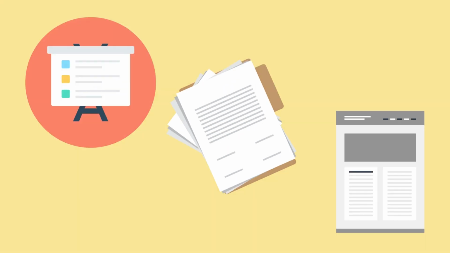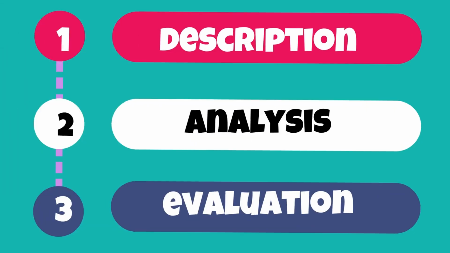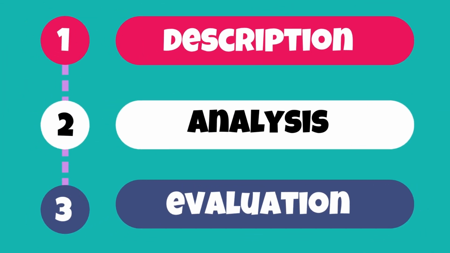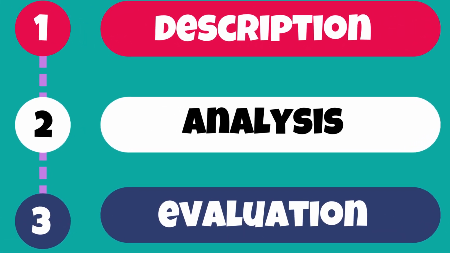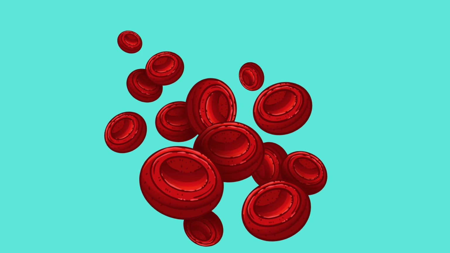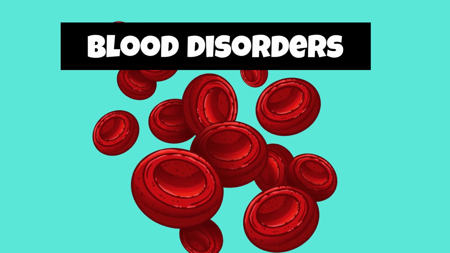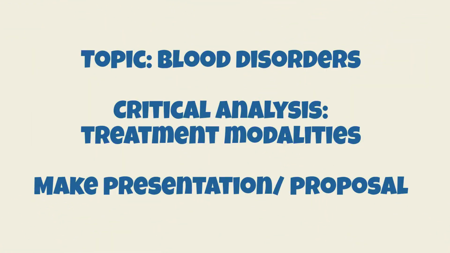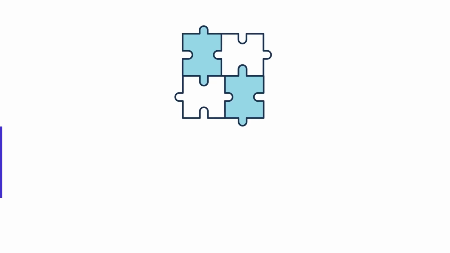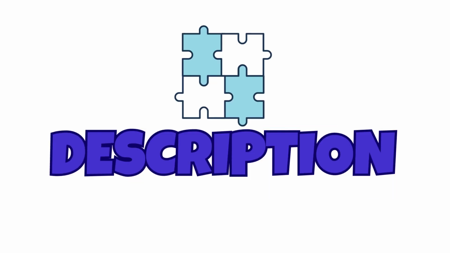So let's dive in. Critical thinking has three core processes. Number one, description. Number two, analysis. And number three, evaluation. Let's take blood disorders and their treatment modalities as an example. So, how could you critically analyze the treatment options available and make a presentation or present your perspective based on the available data? So, let's start with description.